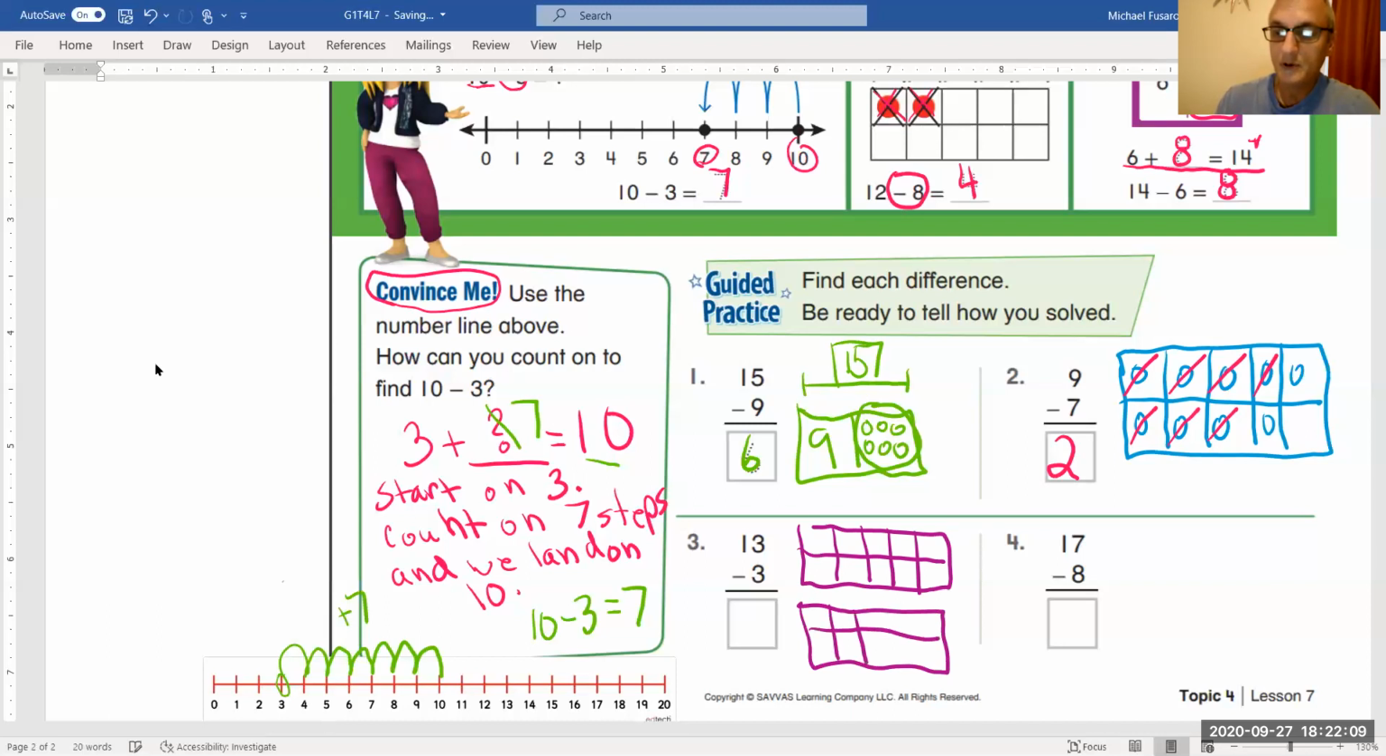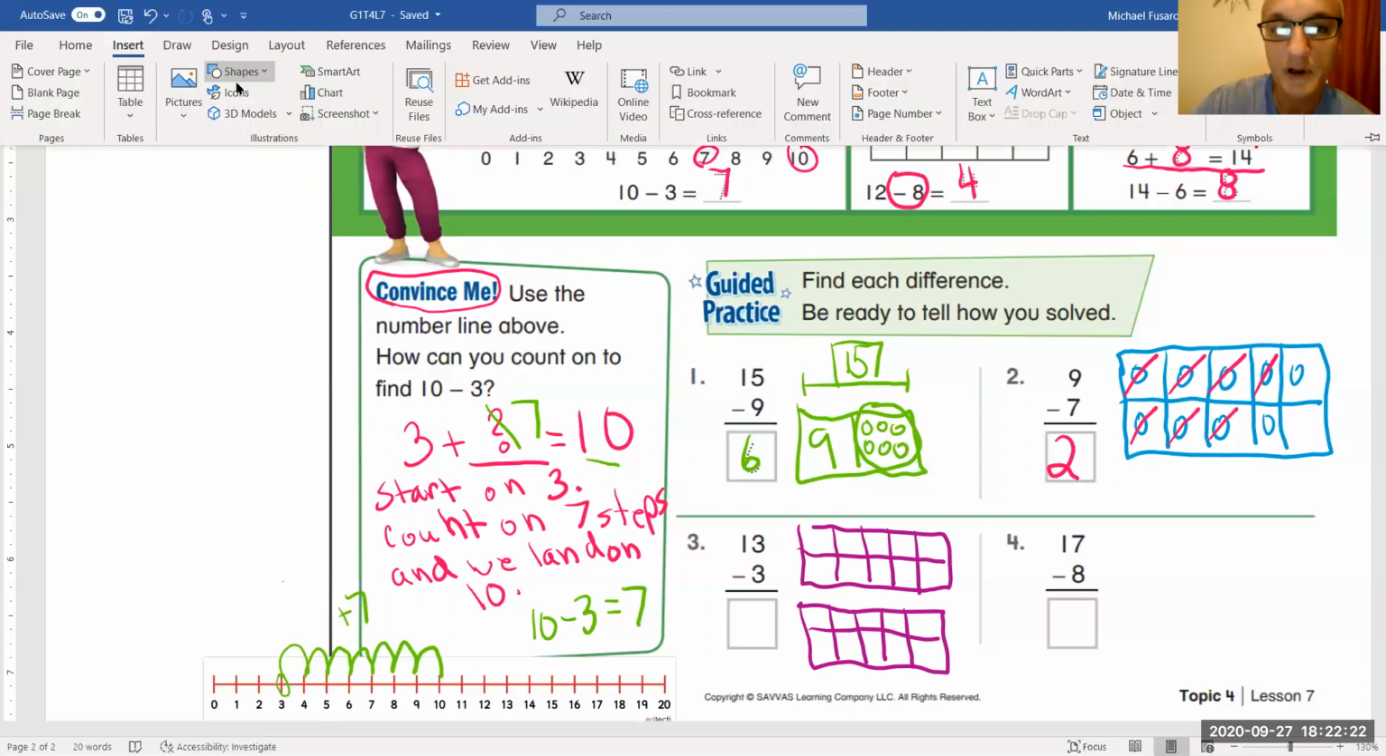1, 2, 3, 4. Now, this is a reminder, boys and girls. If we have one of these 10 frames filled up, we know we have a 10. You guys should know that by now, okay? You definitely do. I know you do, because you guys show me great work when you're in class.